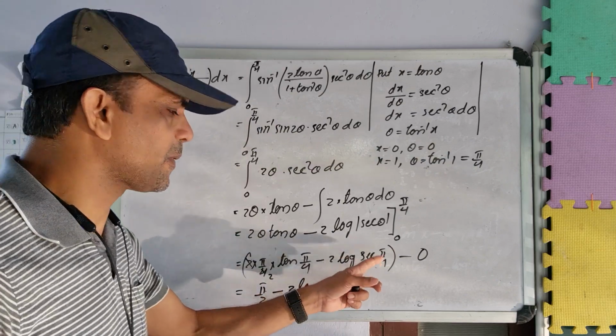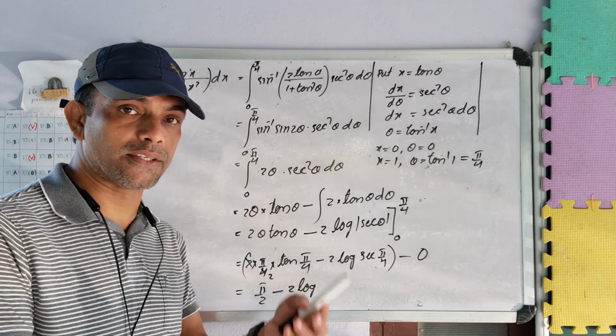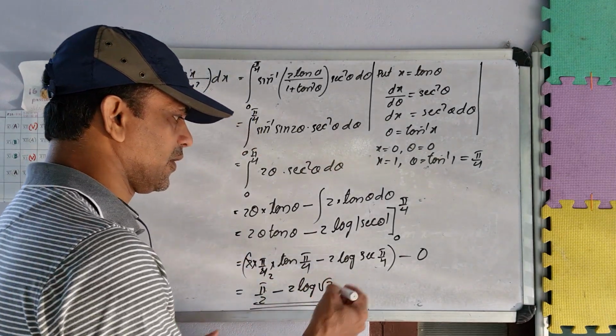You know what cos pi by 4 is? Cos pi by 4 is 1 over root 2. So sec pi by 4 is its reciprocal, that's root 2. Right. You get the same value in the previous method too.